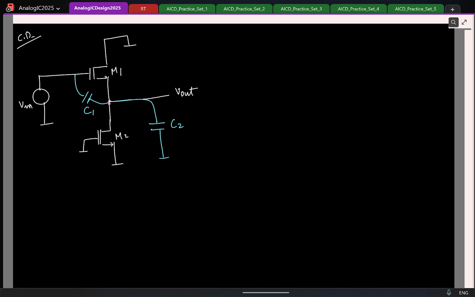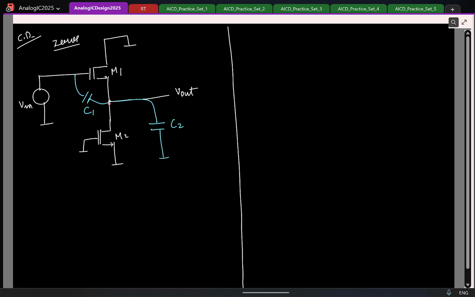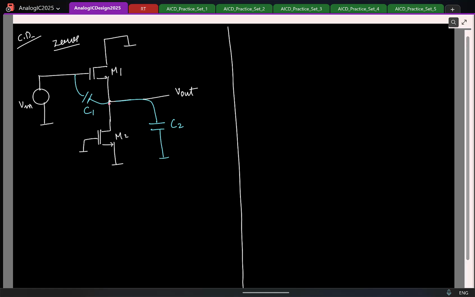So let's start with zeros. First let's find if we have zeros and how many zeros we can have. As usual, the same test. What will I do? I'll start by shorting one capacitor. If I short C2, my output is zero, so this is not fine, but I can short C1 and the output is non-zero. Which means I have one zero for sure.